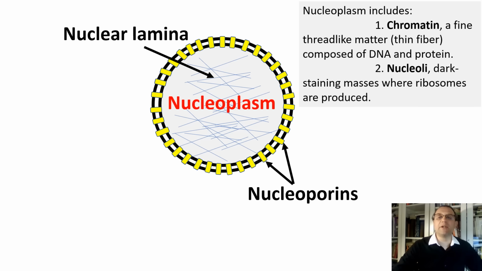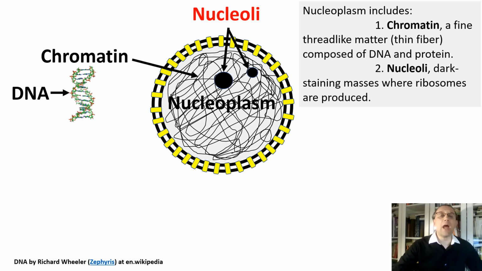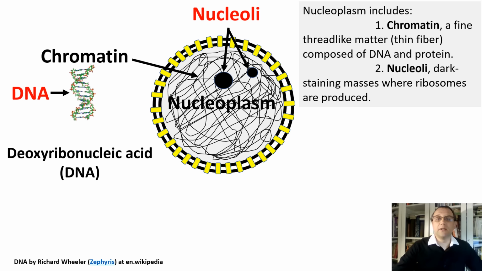As I mentioned earlier, the material inside the nucleus is called nucleoplasm. This includes chromatin, fine thread-like matter composed of DNA and protein, and 1 or more dark-staining masses called nucleoli, where ribosomes are produced. DNA, or deoxyribonucleic acid, is the genetic material, often described as a chemical blueprint of the organism. It determines everything from sex to body build and hair color in every human being or any other organism. The importance and function of DNA is discussed in lecture 13.